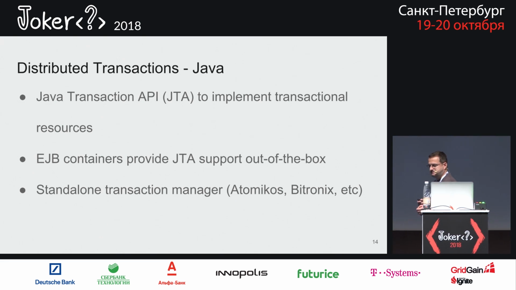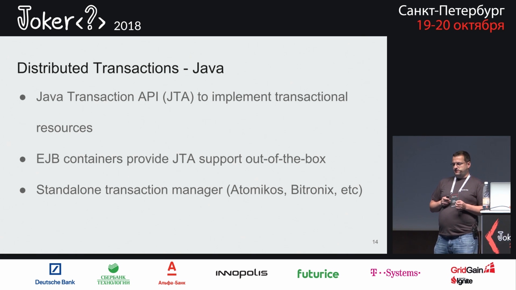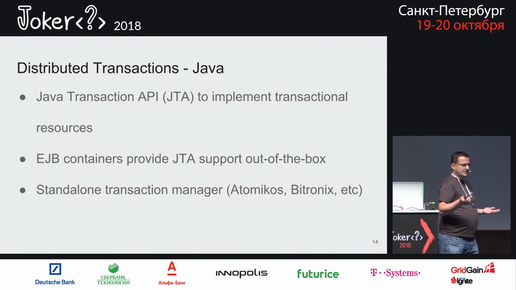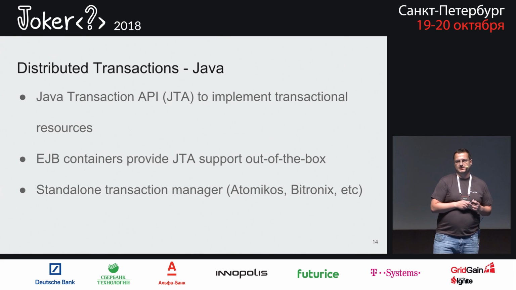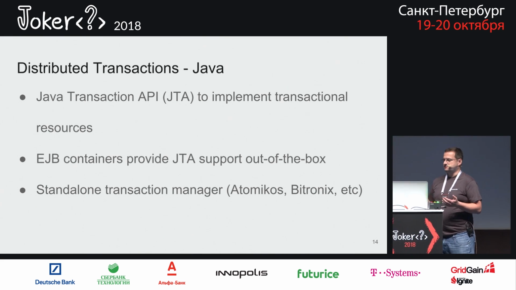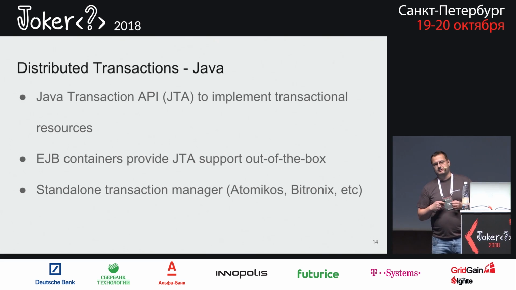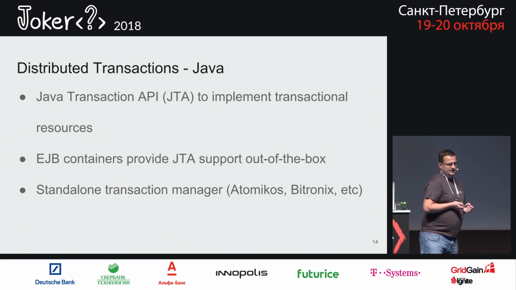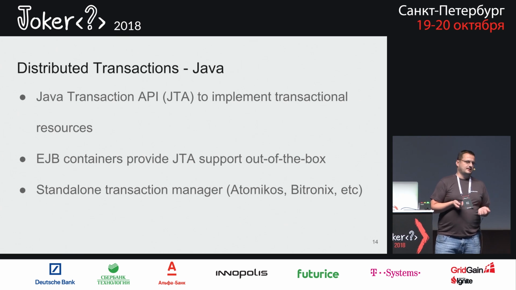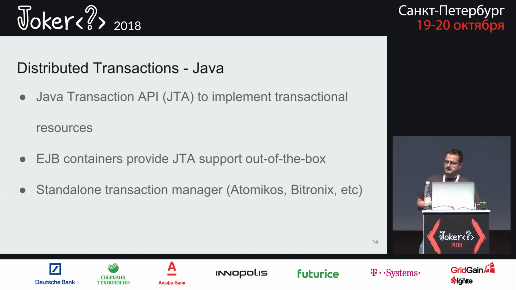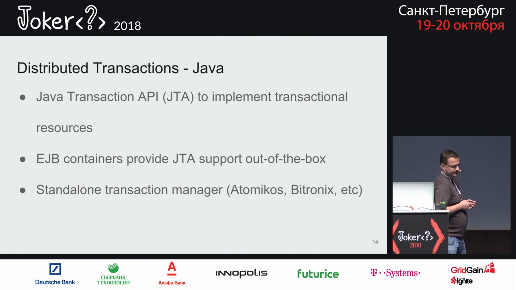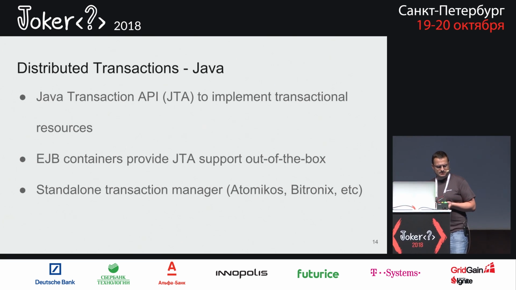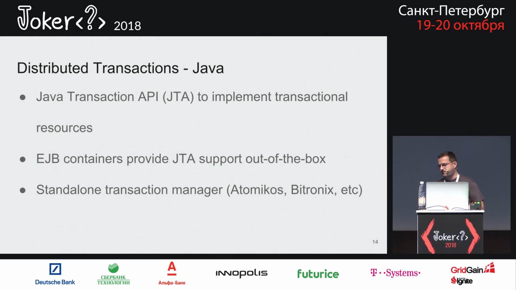In Java, we have the JTA API, which you can use to implement transactional resources. The common ones we know are a database and a message broker, but you could go and implement a transactional file system or transactional memory or whatever you can think of. Usually EJB containers have it out of the box. But if you just run standard Spring Boot single microservices, then you will have to use some kind of standalone transaction manager, and there are a couple of them out there, like Atomikos and Bitronix, and I'm quite sure there are a couple more of them.